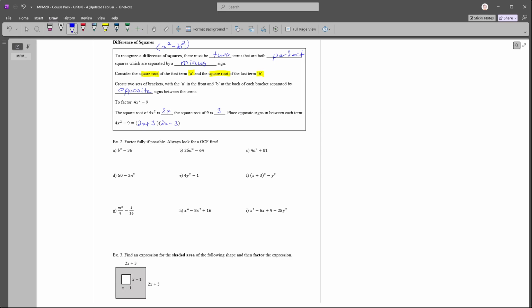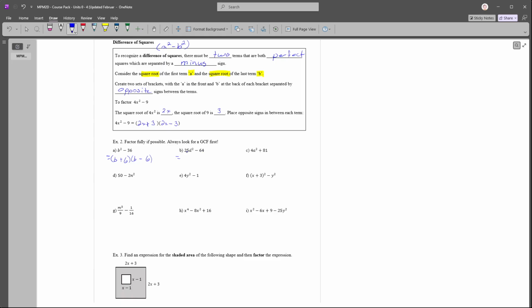We just have to make sure that we can use it. But as always, find a greatest common factor first, if there is one. No greatest common factor in this first one. So is the second term a perfect square? Yes, 36 goes down to 6. So yes, two sets of brackets. The first term's root is the first term in each one, 6 is going to be the second term in each one, and we just have opposite signs. And we're done.